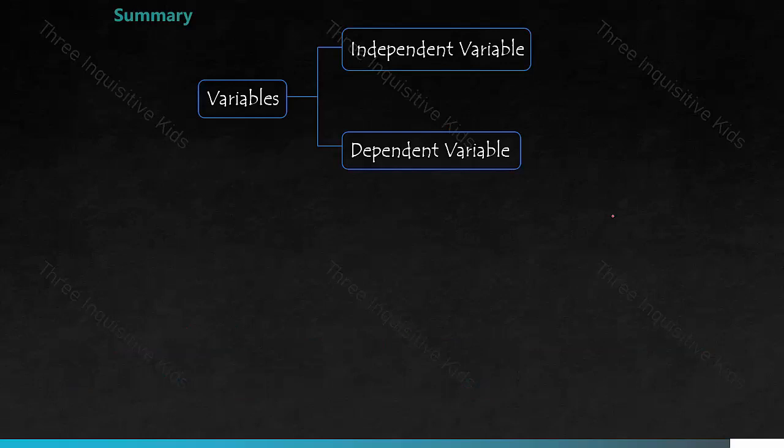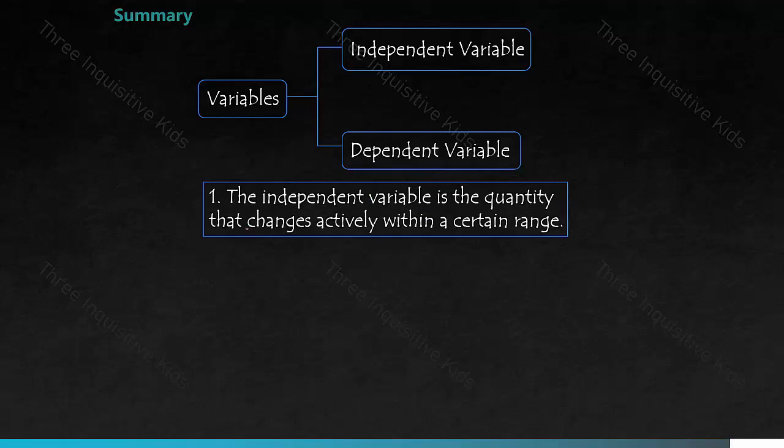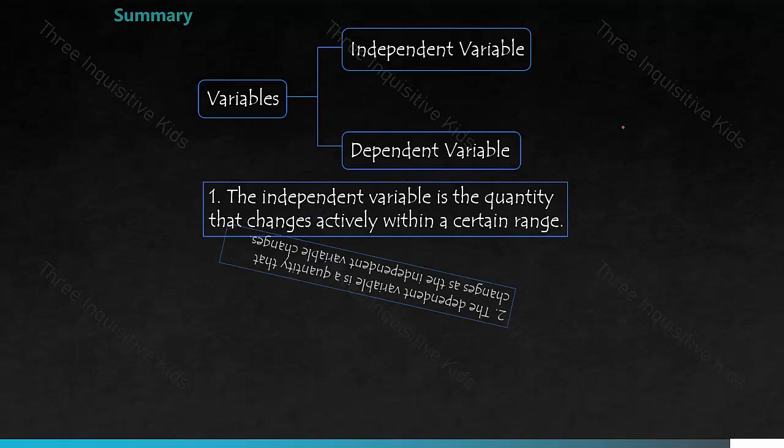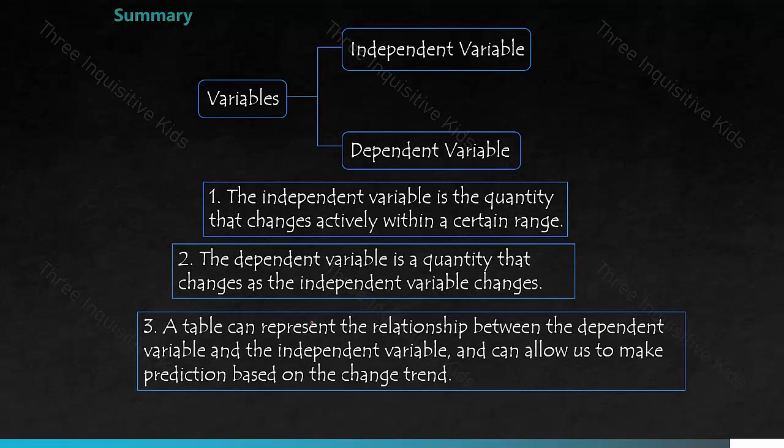Here's our class summary. That was a very quick lesson. Today we learned about variables. We learned what an independent variable is and what a dependent variable is. The independent variable is a quantity that changes actively within a certain range. The dependent variable is a quantity that changes when the independent variable changes. And we know that a table can represent the relationship between the dependent variable and the independent variable. When we study a table, we can make accurate predictions on what will happen next based on the changing trend. So I hope you learned something from this video, and be sure to come back for the next lesson.